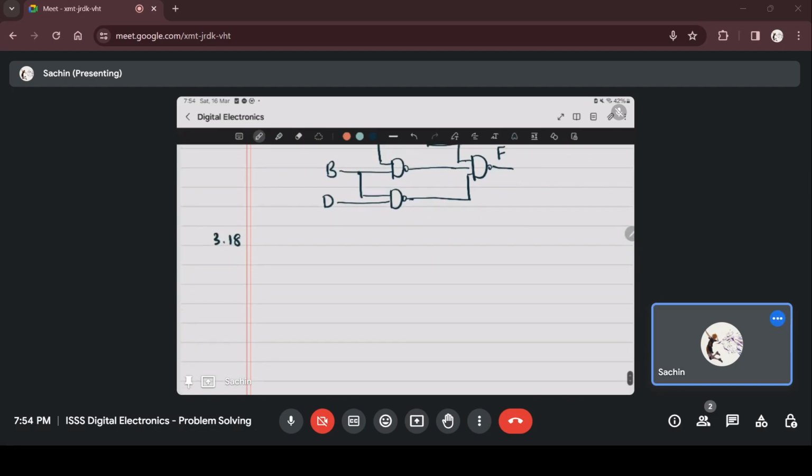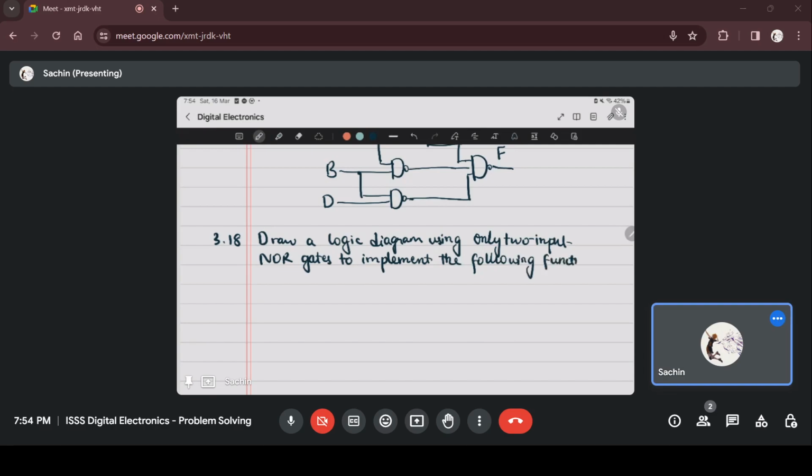Problem 3.18. Draw a logic diagram using only two input NOR gates to implement the following function, and the function is f of ABCD is A XOR B whole complement, C XOR D.